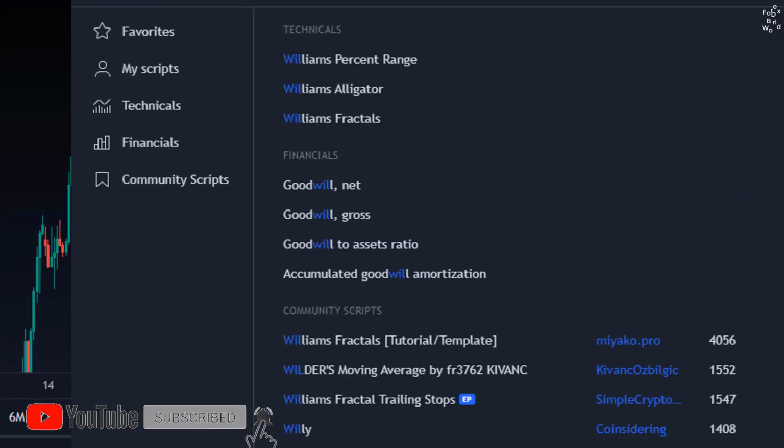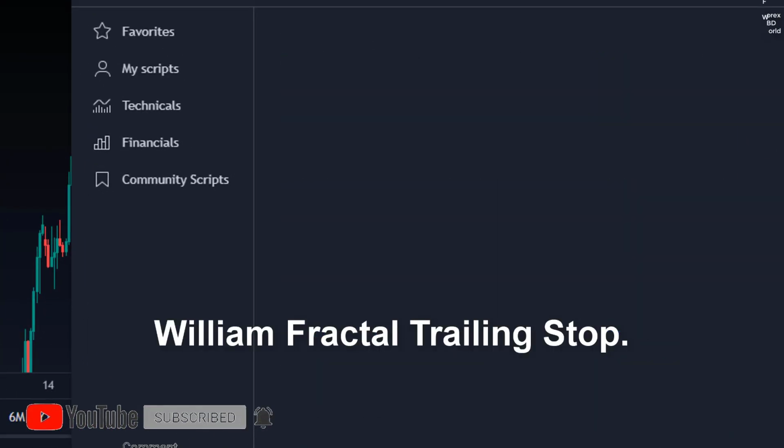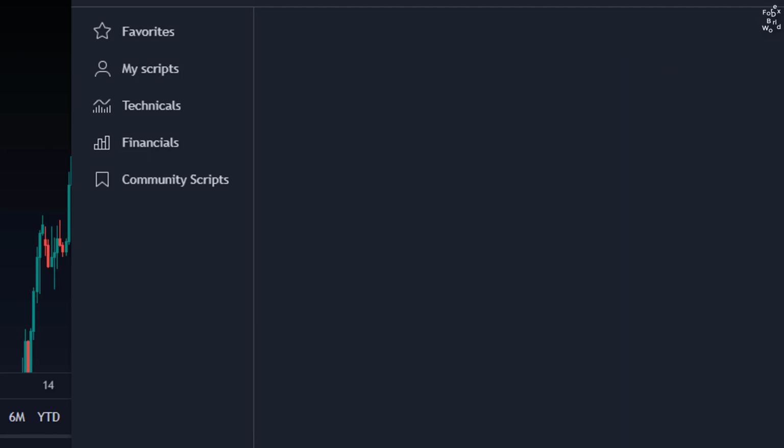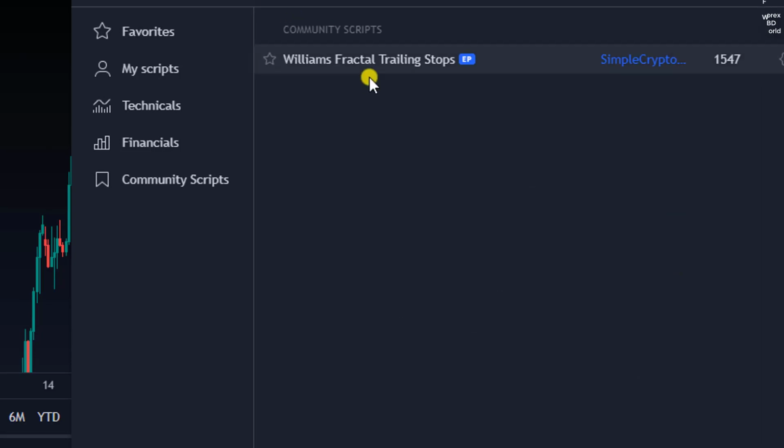The name of that indicator is Williams Fractal Trailing Stop. If you search by writing this name, it will come up. We are setting up this indicator. After setup, it needs some settings.